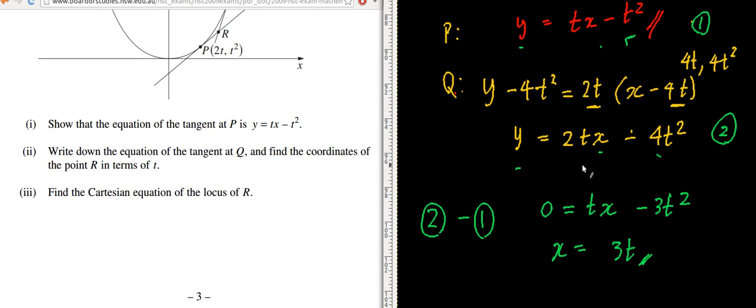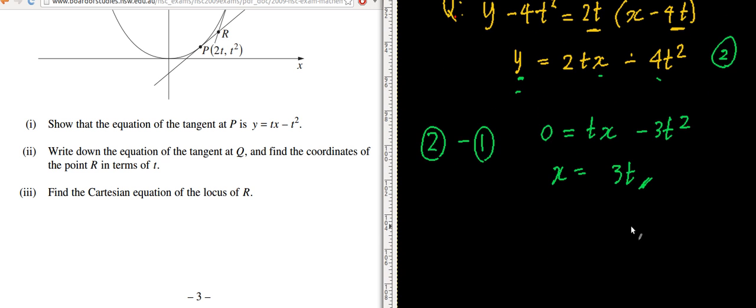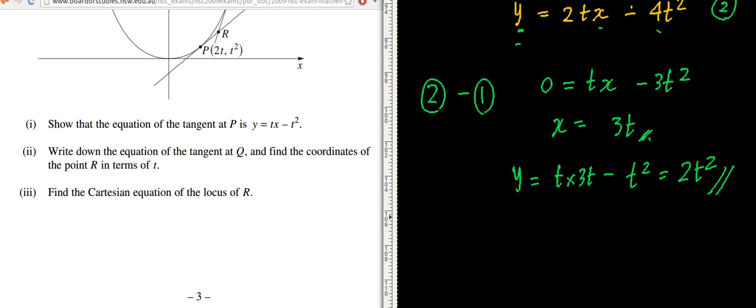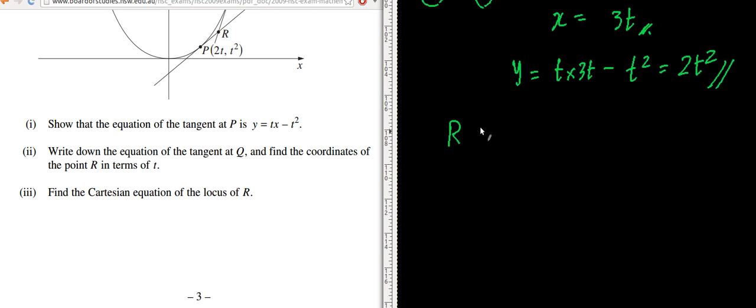and plugging this into any of these, either of these equations, right? Doesn't matter which one it is, I'm going to plug into the first one. I will end up getting y is equal to tx, so t times 3t minus t squared, so that will end up giving me 2t squared. All right, so there are coordinates, right? Okay, so the coordinates, I'll write them down separately. R is 3t, 2t squared.